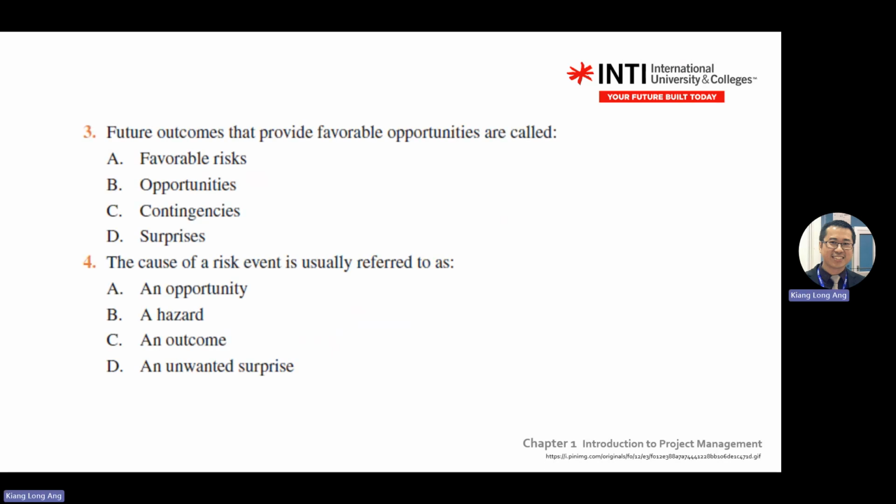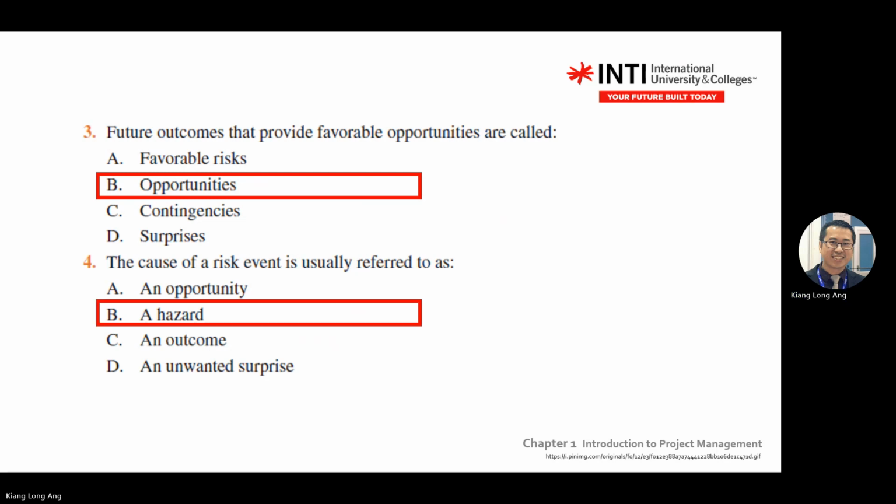This one seems very easy for engineering students. Future outcomes that provide favorable opportunity are called opportunities. The cause of a risk event is called a hazard.